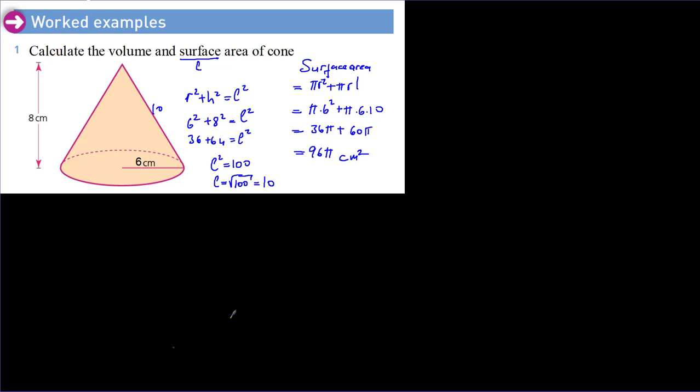What about the volume? Volume is equal to 1/3 of pi r square h, which is pi r square h over 3. If we apply the formula, r is equal to 6 square, and h is equal to 8. So if we divide by 3, pi times 36 times 8 over 3, 36 and 3 simplify to 12. So 8 times 12 is equal to 96. 96 pi centimeter cube.